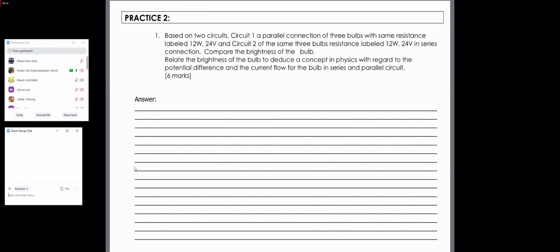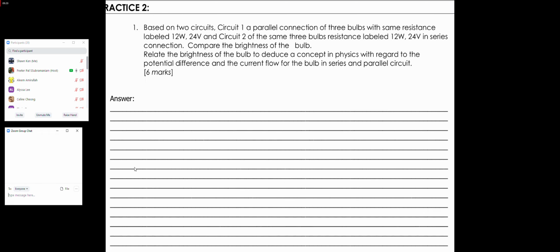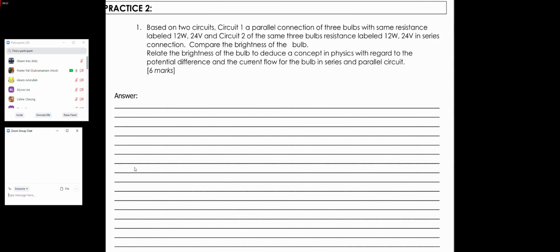The question: they're asking us based on 2 circuits, circuit 1 and circuit 2. One was in series, the other one was in parallel. Circuit 1 parallel, circuit 2 series. So compare these two and compare the brightness. Relate the brightness to deduce a concept in physics with regard to the potential difference and current flow in series and in parallel.